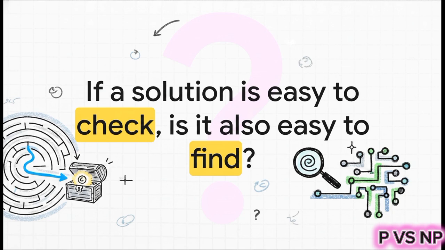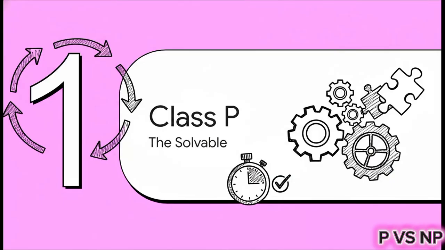If you can easily check that a solution to a problem is correct, does that mean it must also be easy to find that solution in the first place? That's it. That's the fundamental mystery we're going to unpack today. So to get to the bottom of this, we first have to understand how computer scientists actually classify problems. Let's start with the most straightforward category, which is known as class P.